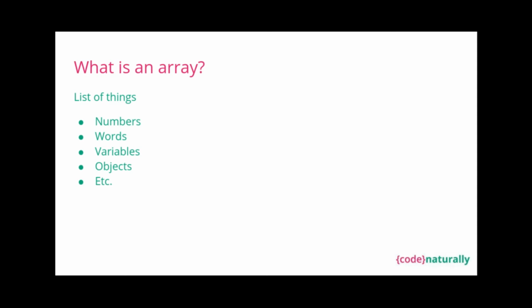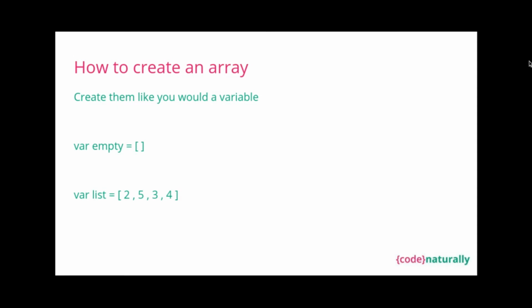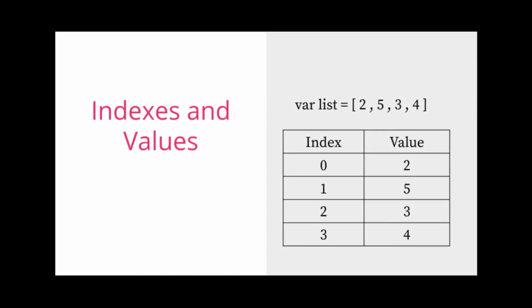When we're talking about how to create an array, you create them like you would a variable. So var space empty equals, and then just nothing inside of the square brackets would create a list called empty that stores nothing. Whereas var list equals, and then in the square brackets 2, 5, 3, 4, creates a list called list that stores those numbers, 2, 5, 3, and 4.